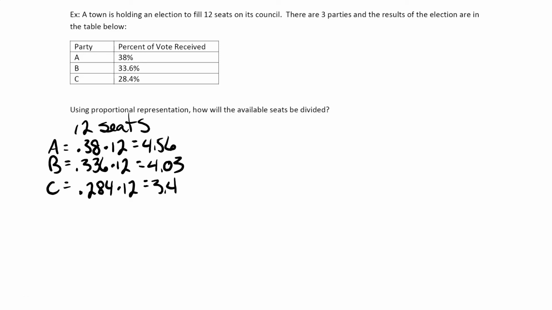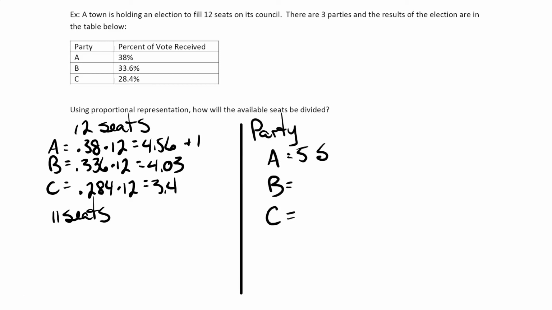So we can look to total up just the whole number parts of the seats. So we're just focused on the whole numbers there for the moment. And we see that we've got 4 plus 4 is 8 plus 3 means that we've allocated a total of 11 seats. So we need to allocate one more, and we look for the one that has the largest decimal. In that case, it would be Party A. So Party A is going to get one more seat. So Party A gets 5 seats, Party B gets 4 seats, and Party C gets 3 seats.